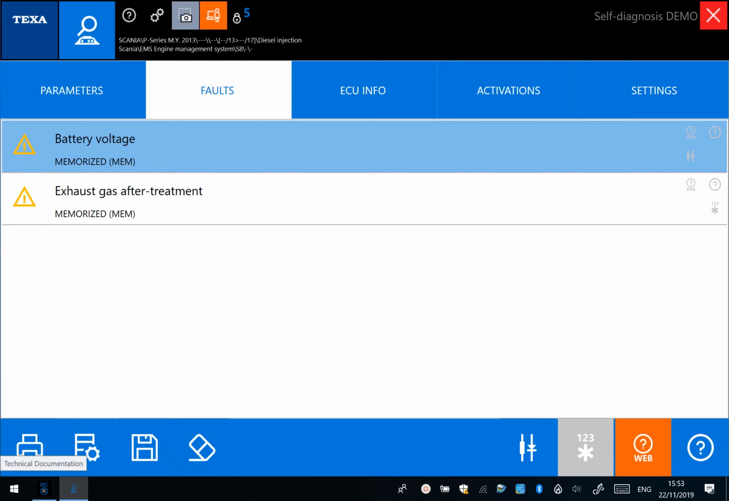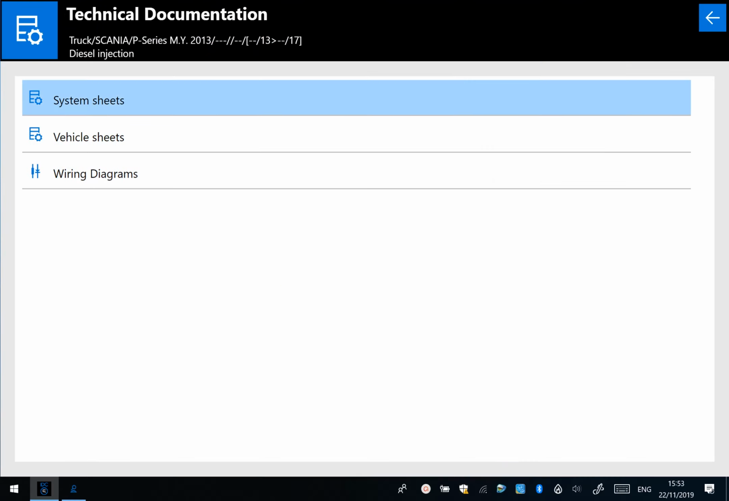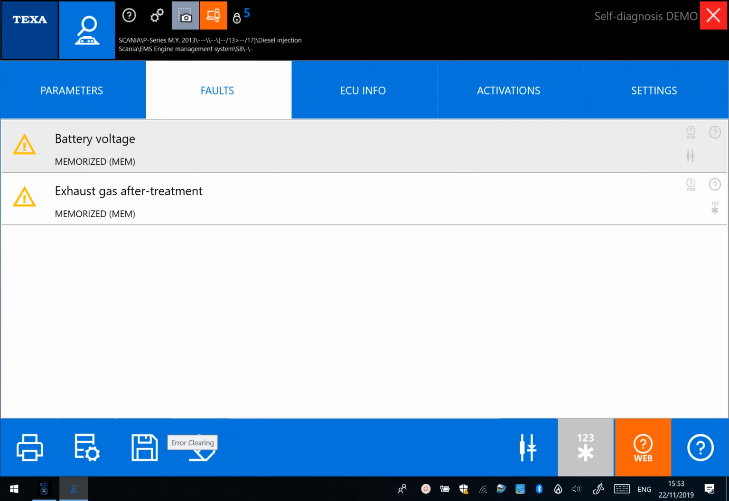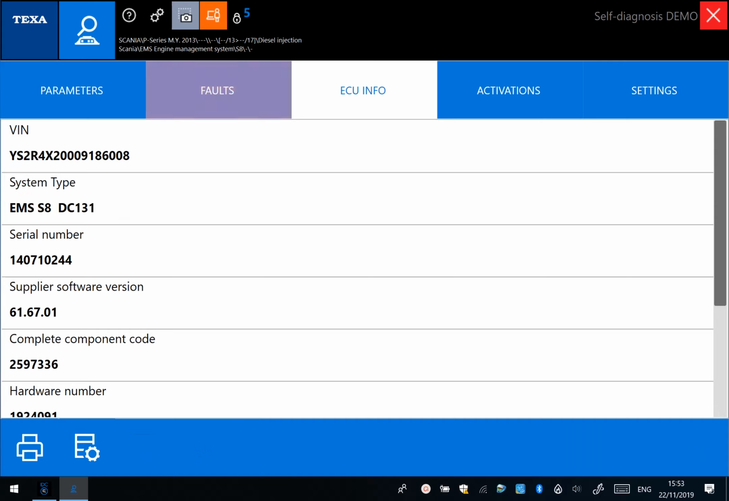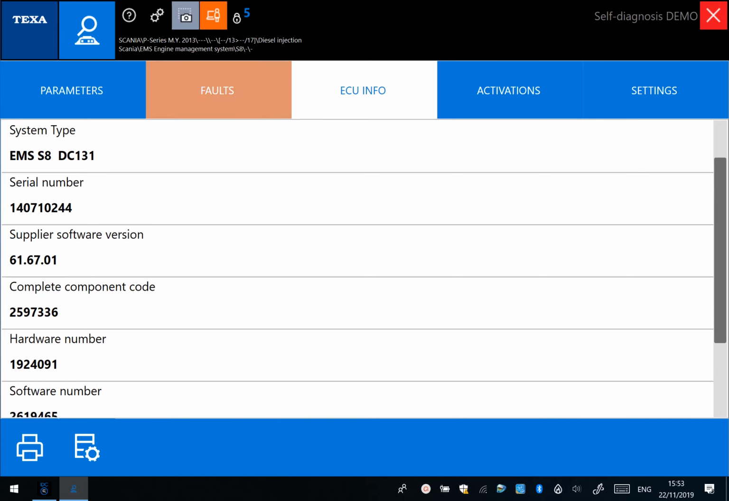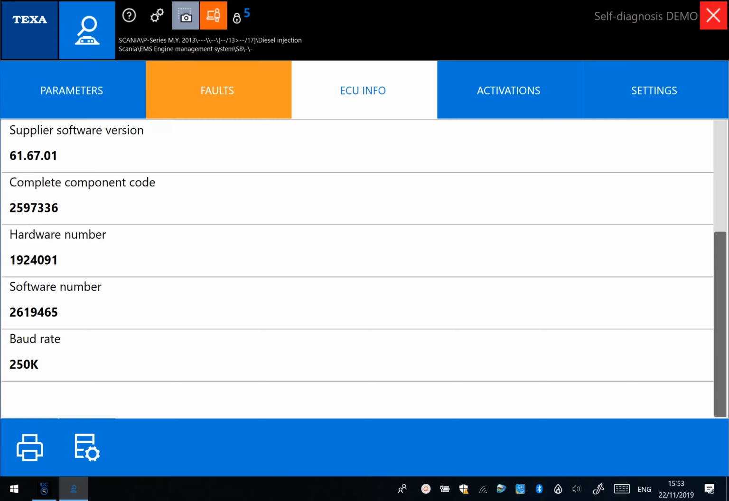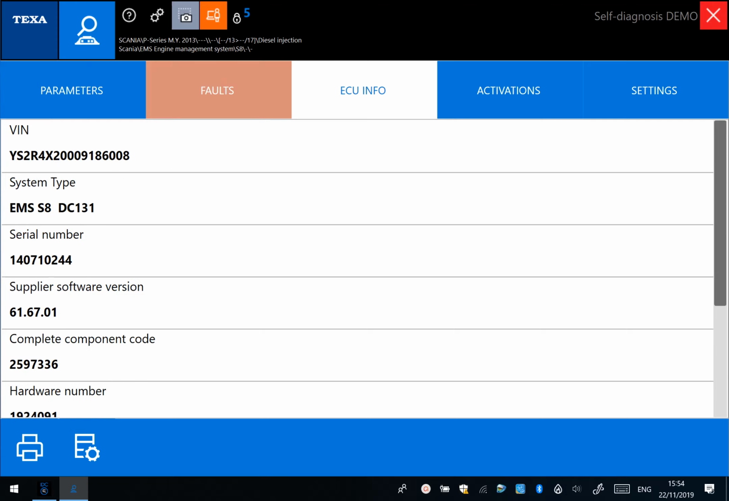Just on the left hand side here, we've got access to the technical documents, so again the system sheets, vehicle sheets and wiring diagrams that are all part of this vehicle. We can obviously try and erase the faults here. We can save that information. There's a database within the Texa where you can record what was happening with your vehicles throughout the age, so you can build up a history of every time that you plug in. You can also print that information. Just a few other things on here. We've got ECU information. It will always extract that information from the ECU, so again, you can keep a record of those details.